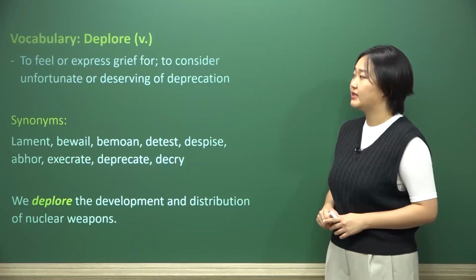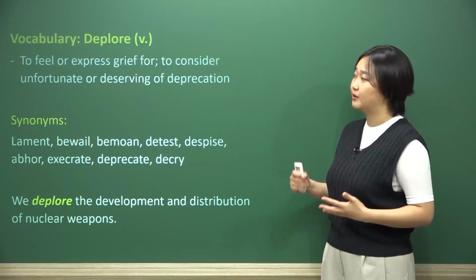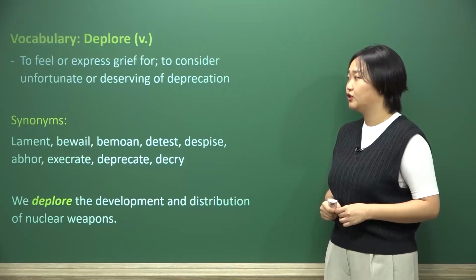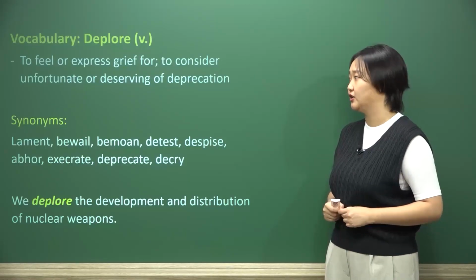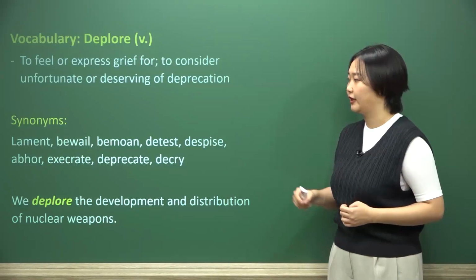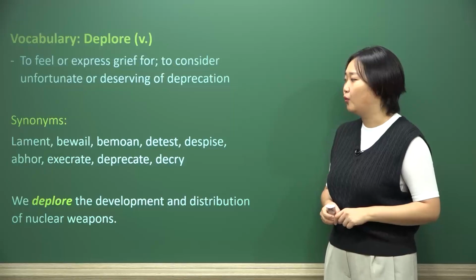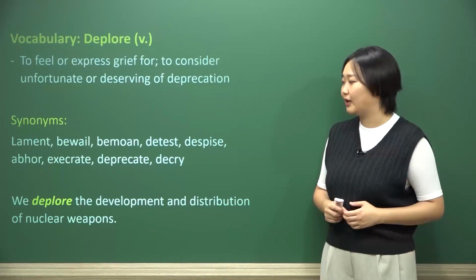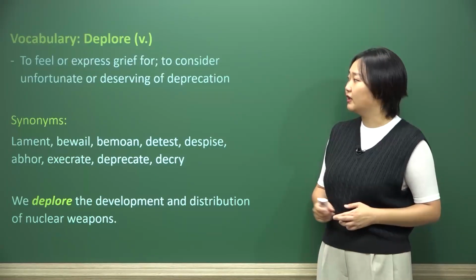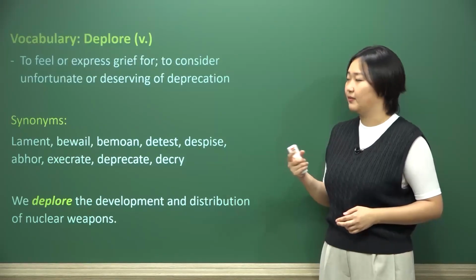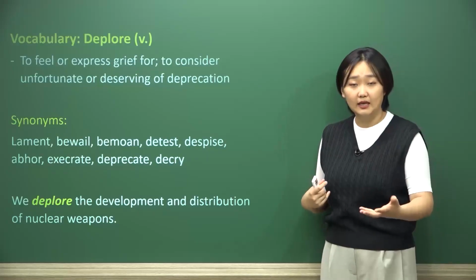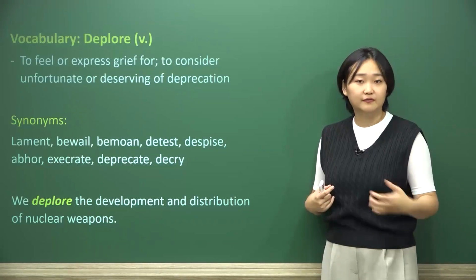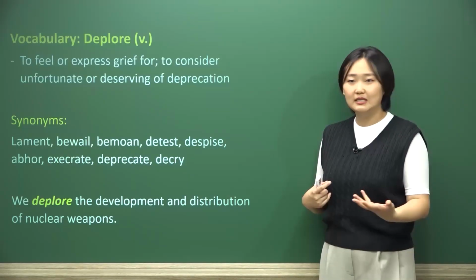Then we have the word deplore. This is a verb meaning to feel or express grief for, or to consider unfortunate or deserving of deprecation, sorry. And so synonyms are lament, bewail, bemoan, detest, despise, abhor, execrate, deprecate, and decry. And so here, when we're talking about deploring something, we are oftentimes disliking it, but also showing kind of grief, showing kind of disappointment in the thing as well.